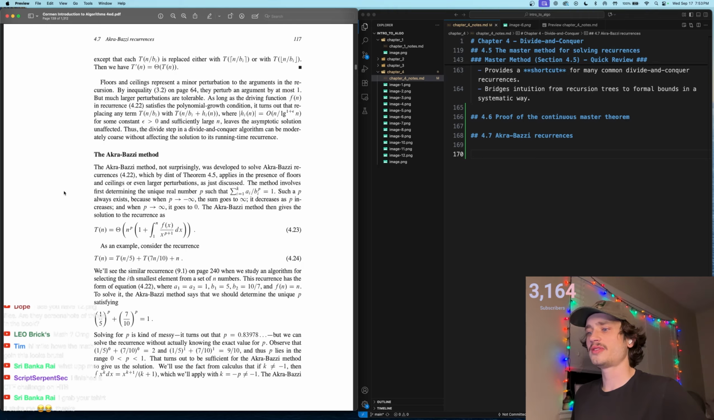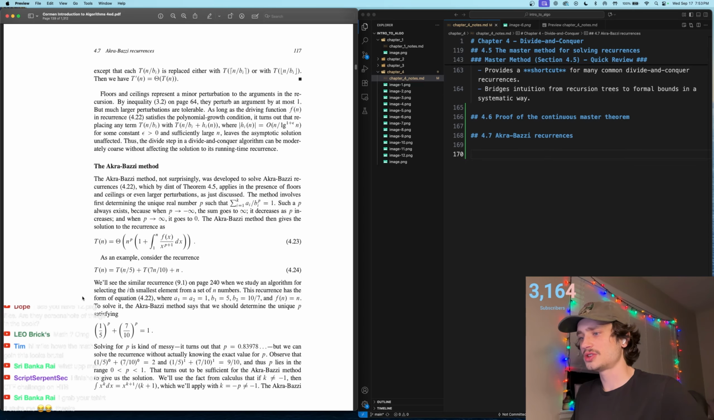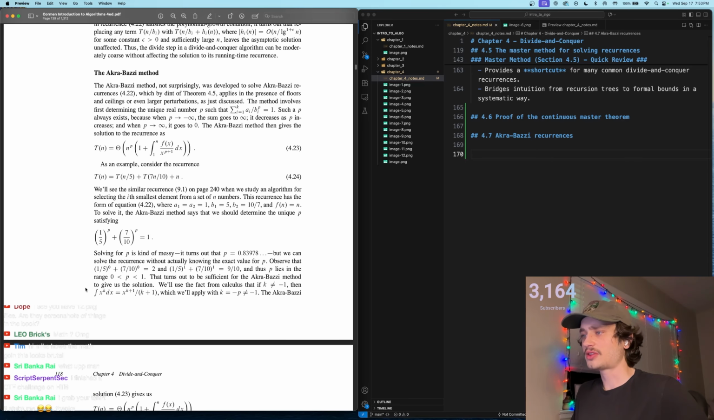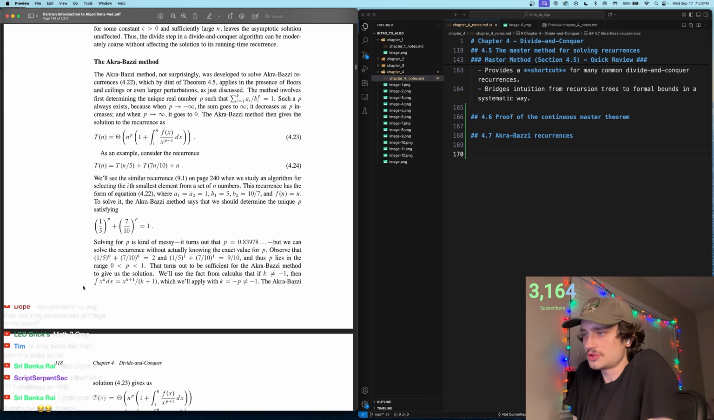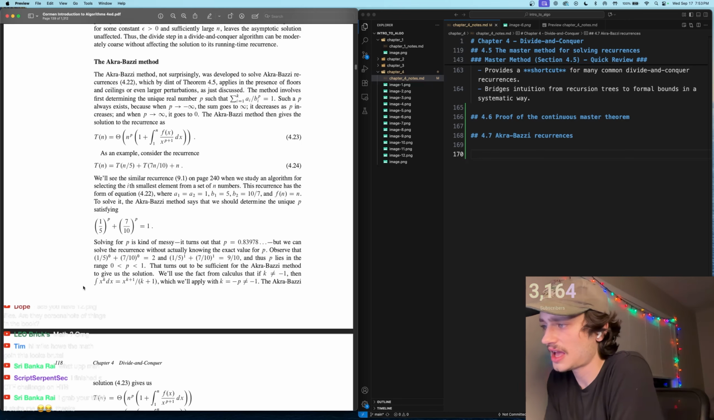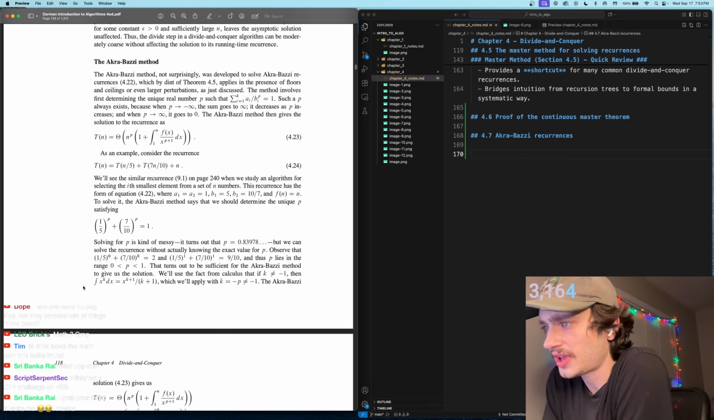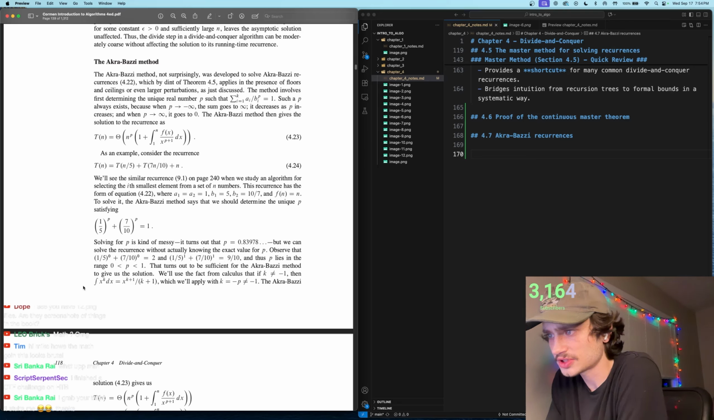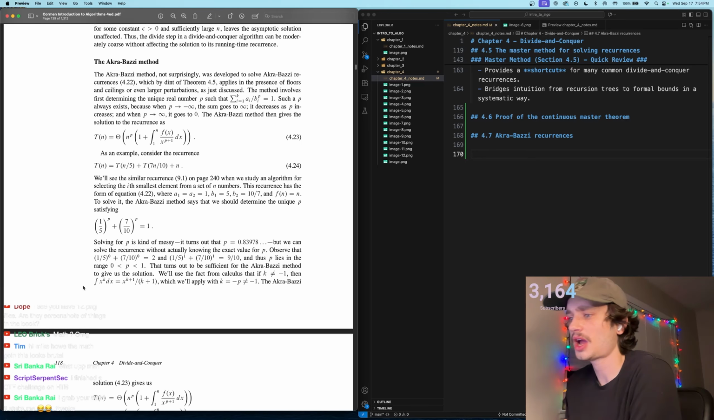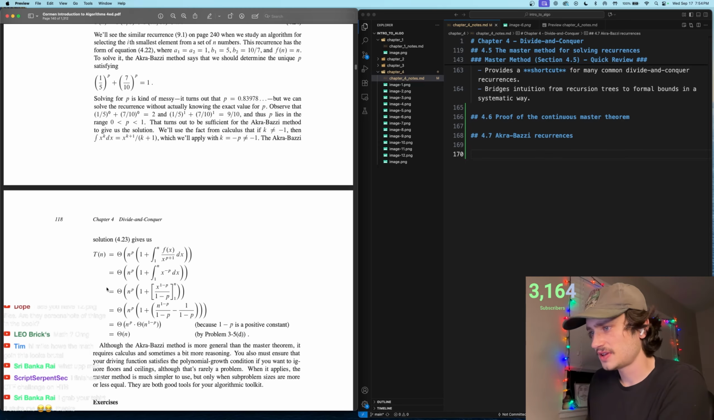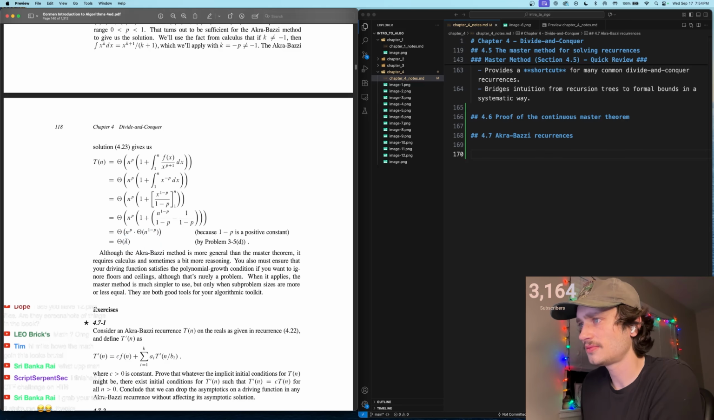Observe that (1/5)^0 + (7/10)^0 is equal to 2, and (1/5)^1 + (7/10)^1 sums to 9/10, and thus p lies in the range 0 < p < 1. That turns out to be sufficient for the Akra-Bazzi method to give us a solution. We'll use the fact from calculus that if k does not equal negative 1, then the integral of x^k dx is equal to x^(k+1) over k+1. With k equals negative p, which is not equal to negative 1, the Akra-Bazzi solution 4.23 gives us this, which reduces down to Θ(n) for T(n).